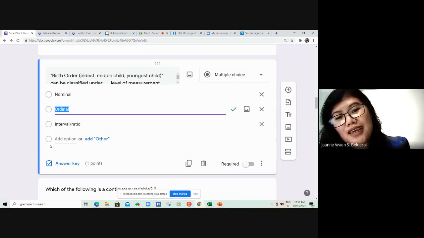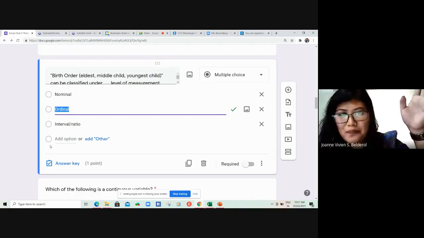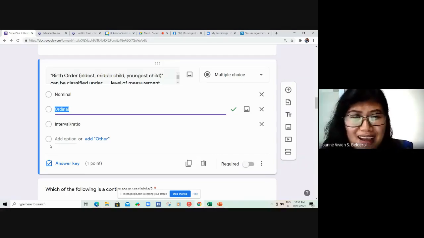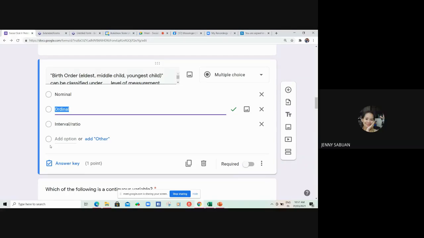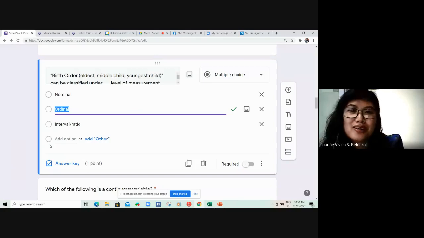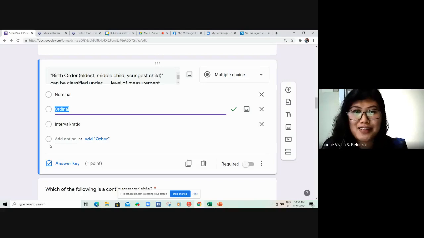But what if I say income class? Low income, middle income, high income. Ordinal. Sure. What else? Your grade point average. Interval ratio. So I think that's clear already, no?